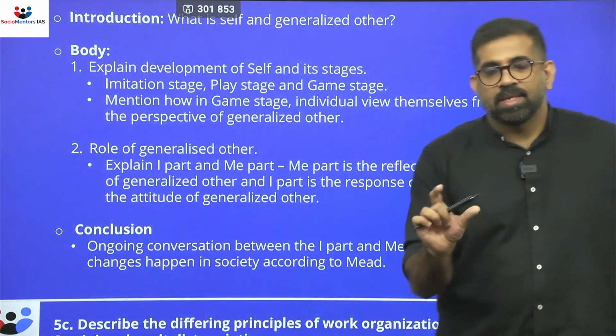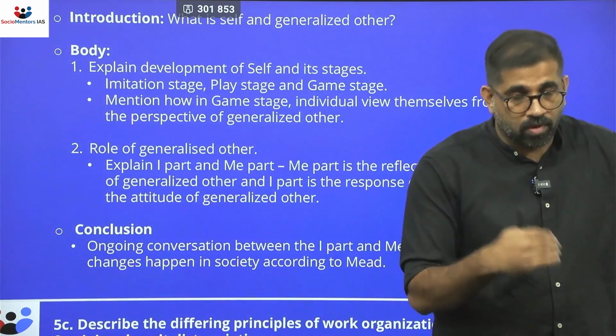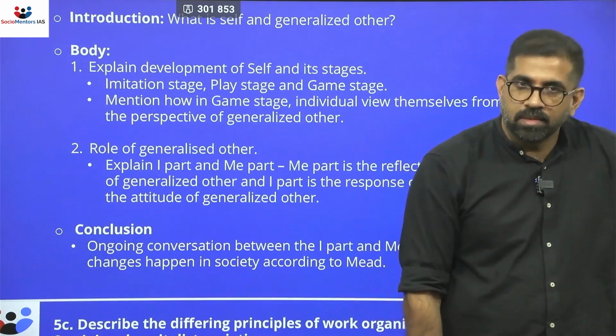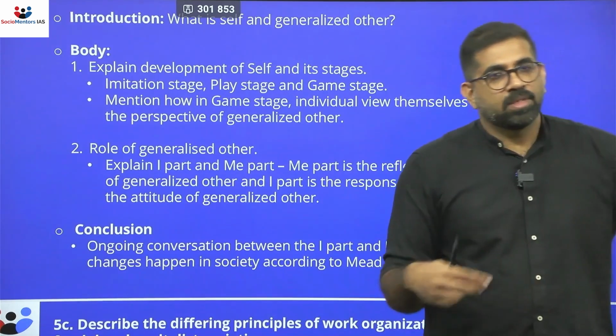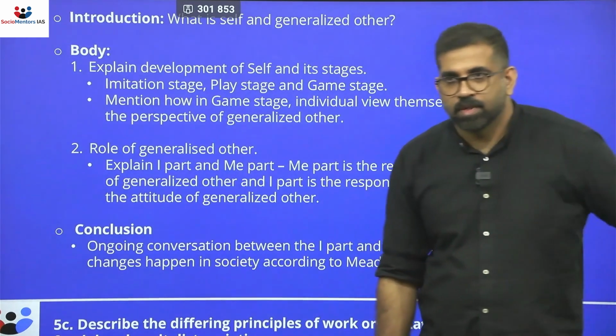So you can mention the dynamic aspect regarding the constant interaction between the I part and me part, which ultimately leads to changes in society. Or you can also mention some of the limitations of the study. Okay, both are fine. Clear?